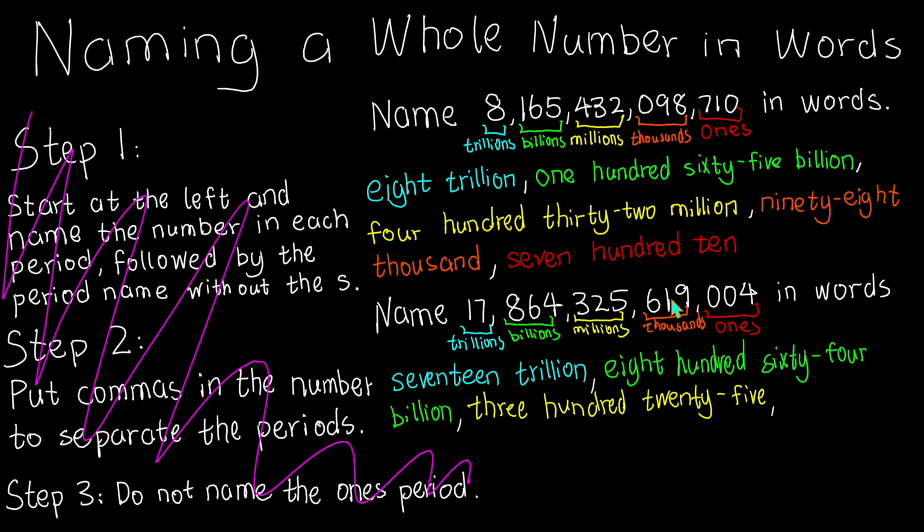And this number right here is 619. The period is thousand without the S. And add the comma right here. And finally we have just 4, because we're not naming the ones period. 4. So that's it. So this number is called 17,864,325,619,004.